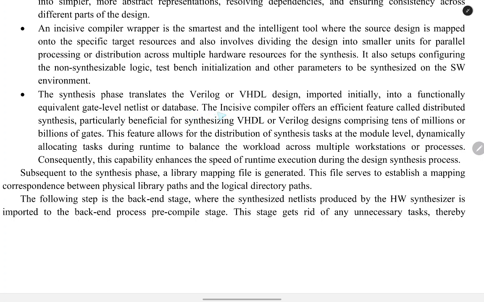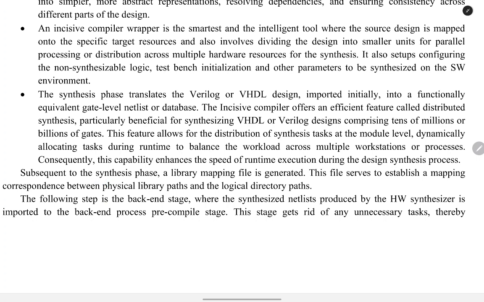or database. The Incisive compiler offers an efficient feature called distributed synthesis, particularly beneficial for synthesizing VHDL or Verilog designs comprising tens of millions to billions of gates. This feature allows for the distribution of the synthesis task at the module level and dynamically allocating tasks during runtime to balance the workload across multiple workstations or processes. Consequently, this capability enhances the speed of runtime execution during the design synthesis process.